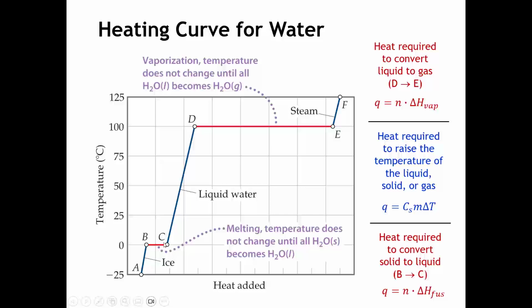But when we're on these red lines, these horizontal red lines, that's when we're changing phases, right? So on line B to C, we're going to do a calculation like we just did on the last slide, the number of moles times the enthalpy of fusion. When we're on the line D to E, we're going to calculate the heat using a very similar equation. The only difference is now we're taking the number of moles times the enthalpy of vaporization.